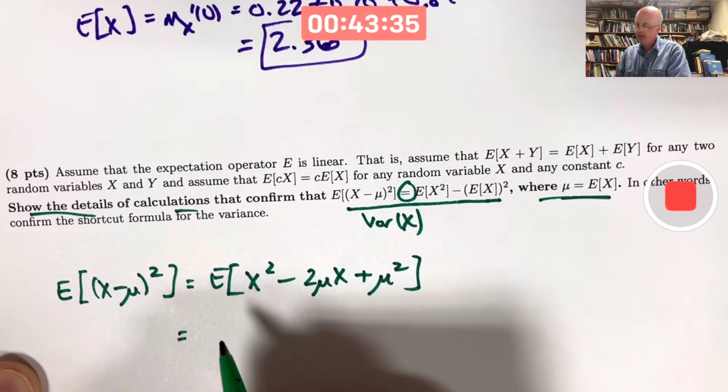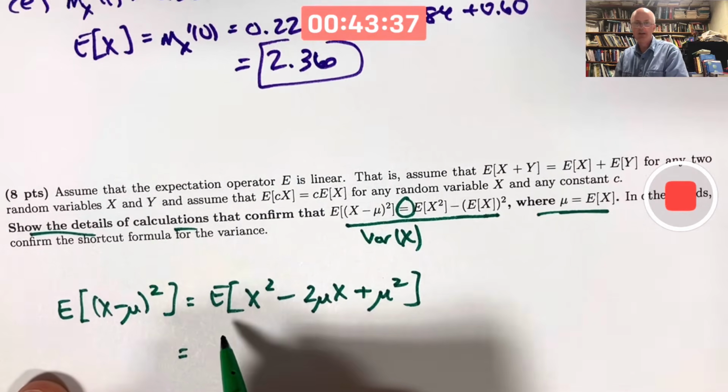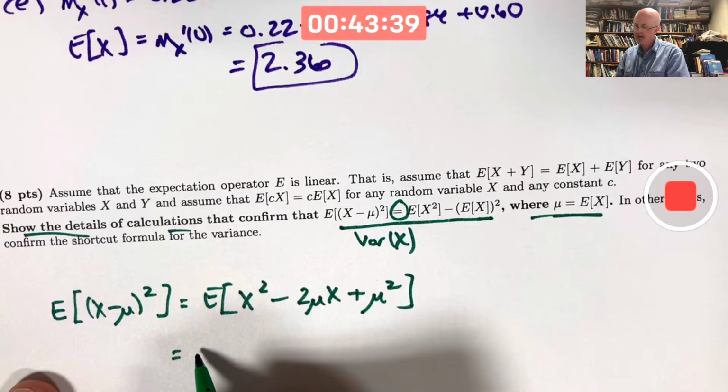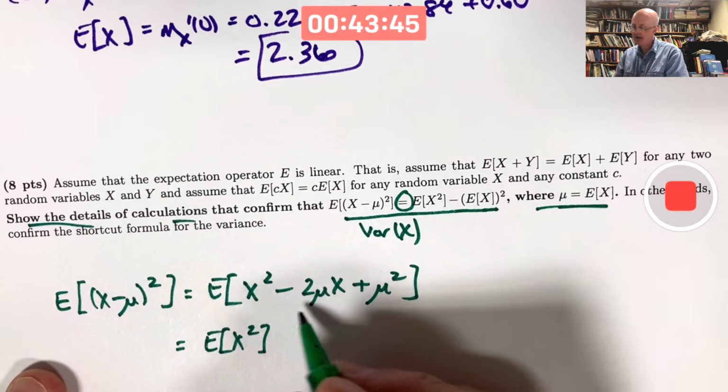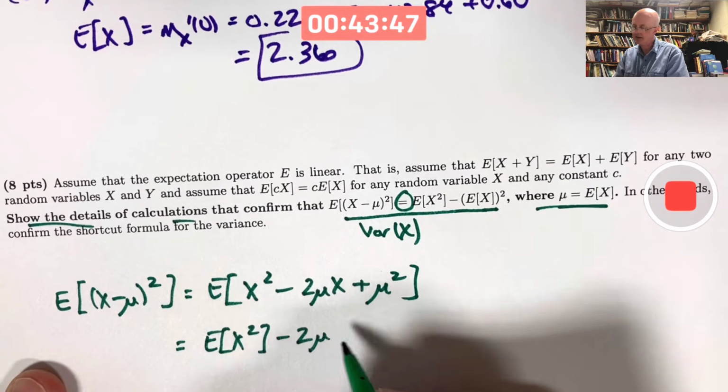Linearity comes in right away. This is the expected value of a linear combination. That's the corresponding linear combination of the expected values, and I can factor out the minus 2 mu here because that's a constant.